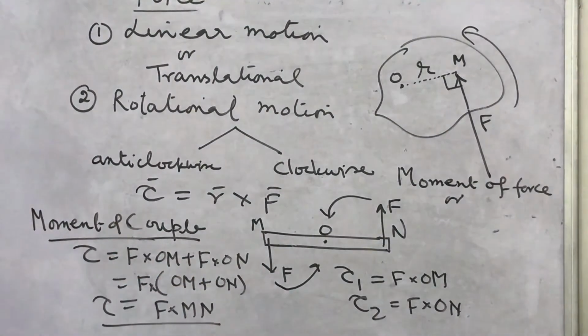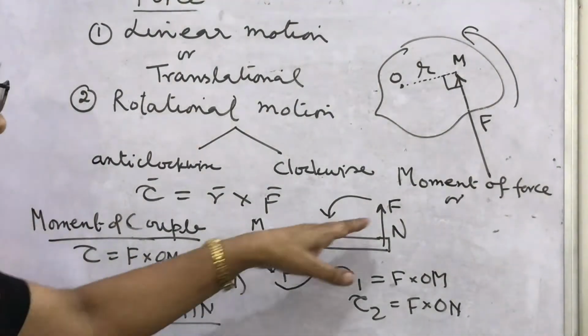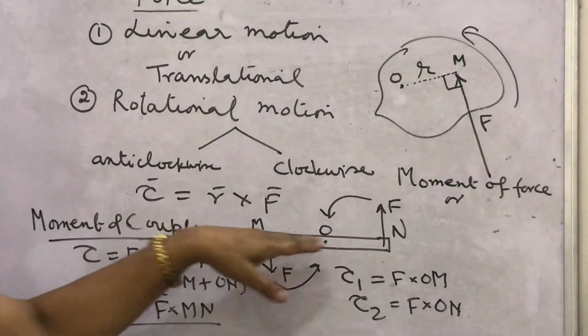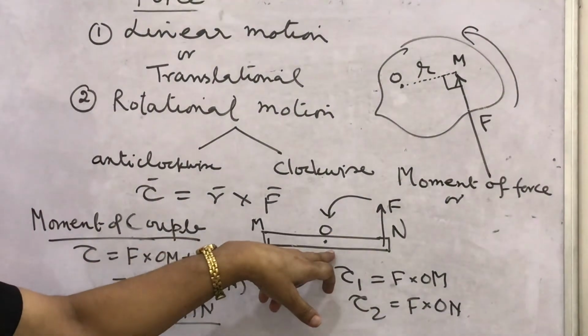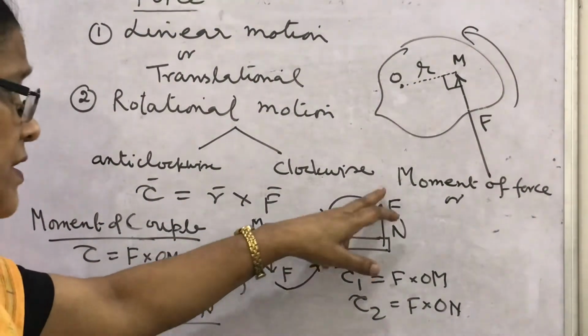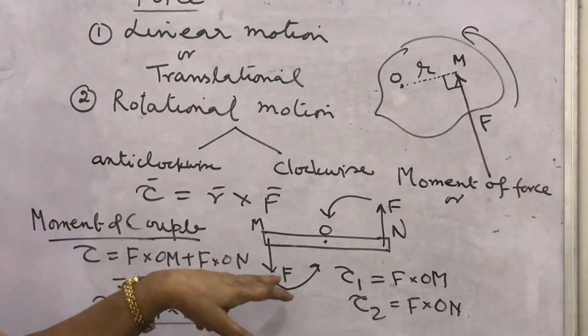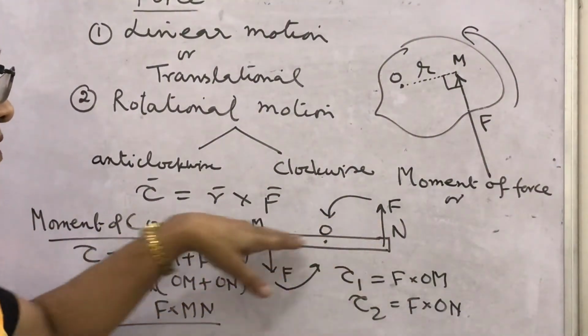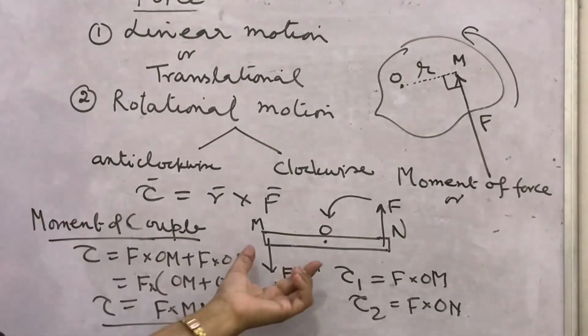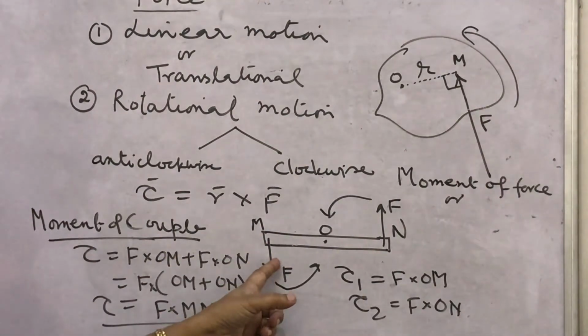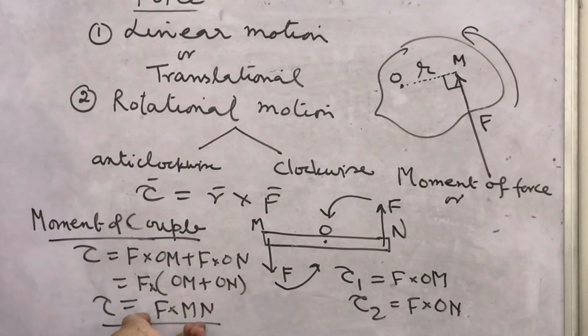How will you define it? Two equal and opposite forces acting on an object which is pivoted here. Then the magnitude of either force multiplied by the total distance between the forces. What is MN? Both the forces are acting at the ends. So, this is the moment of couple.